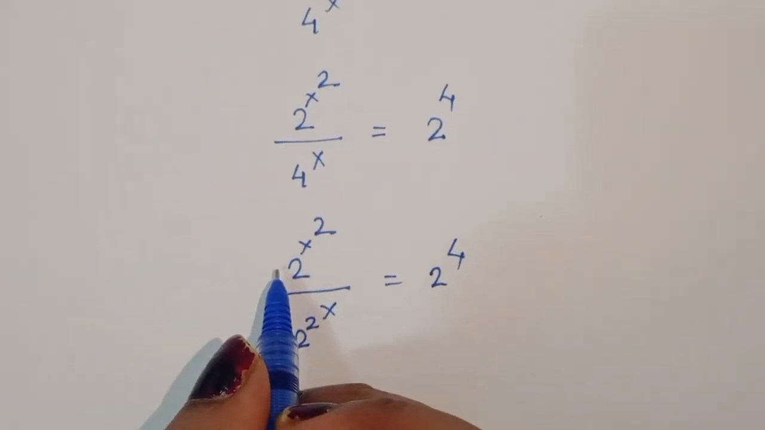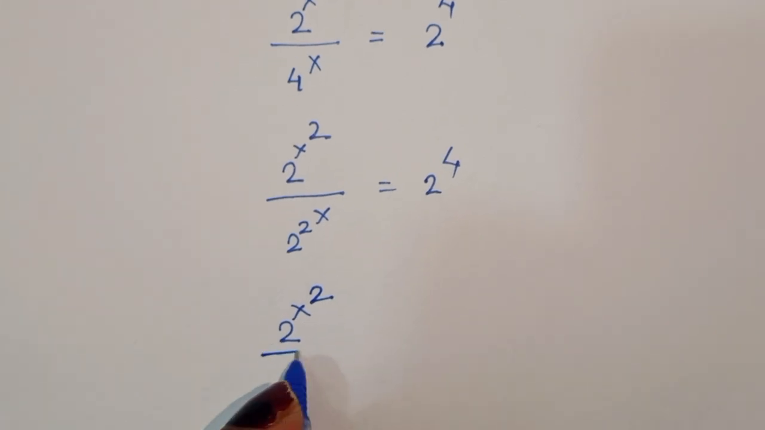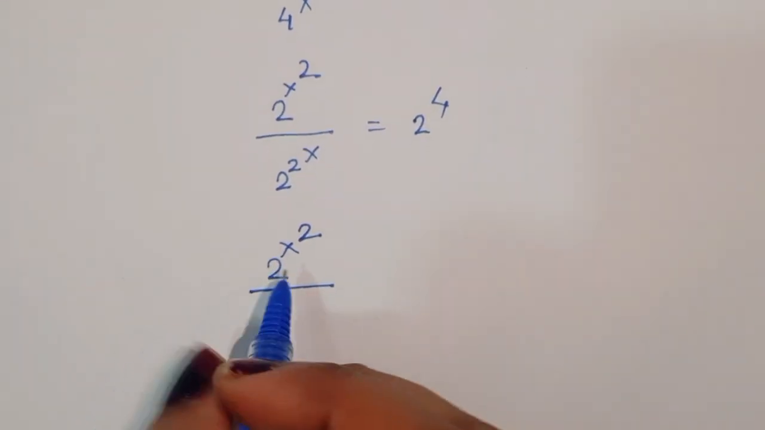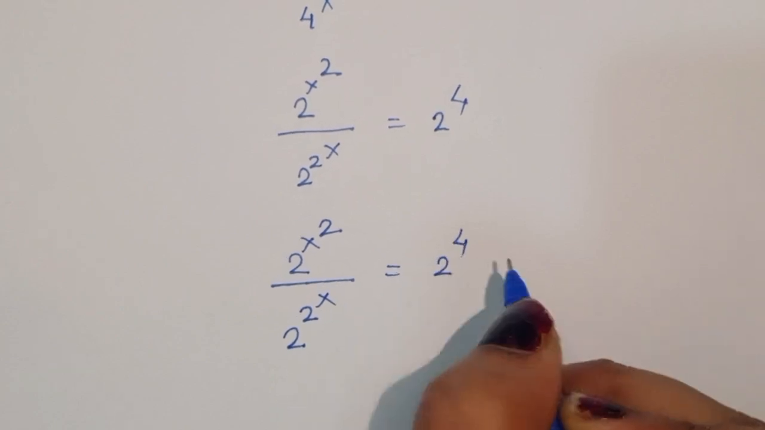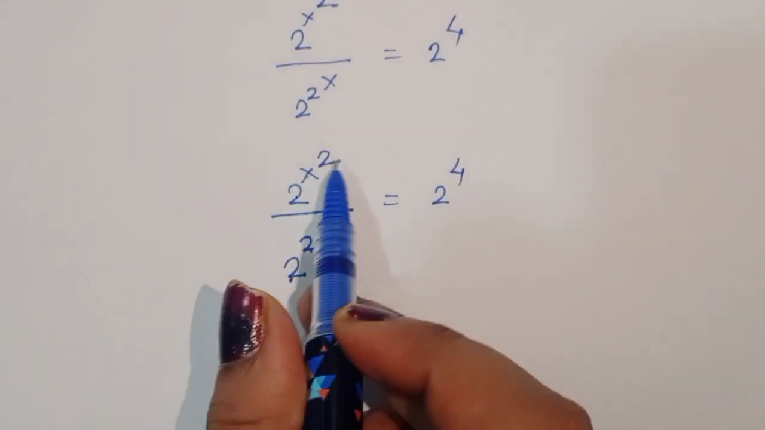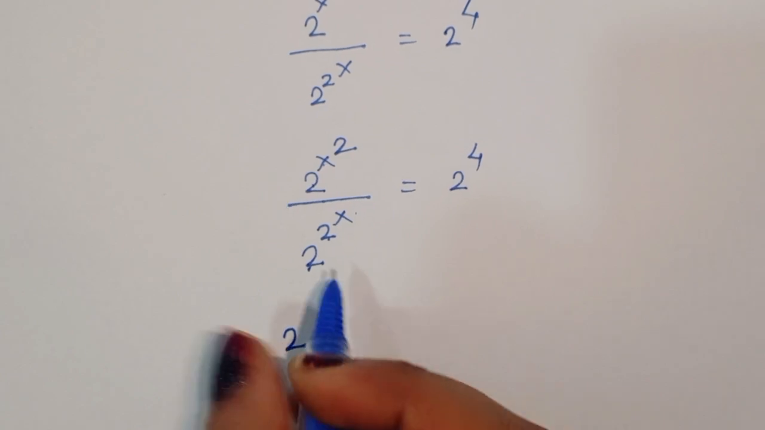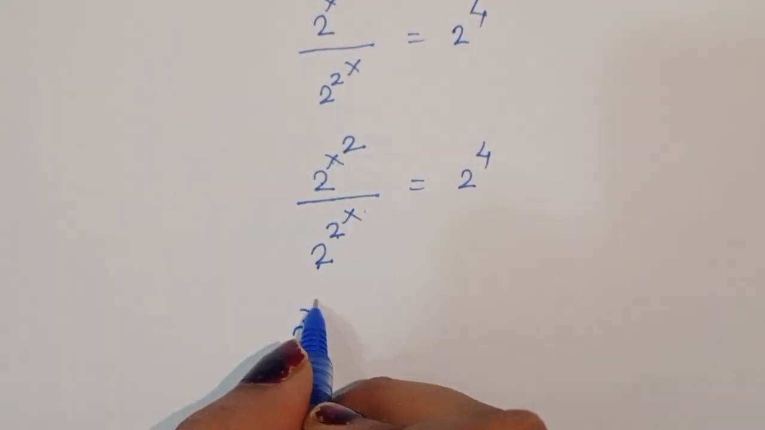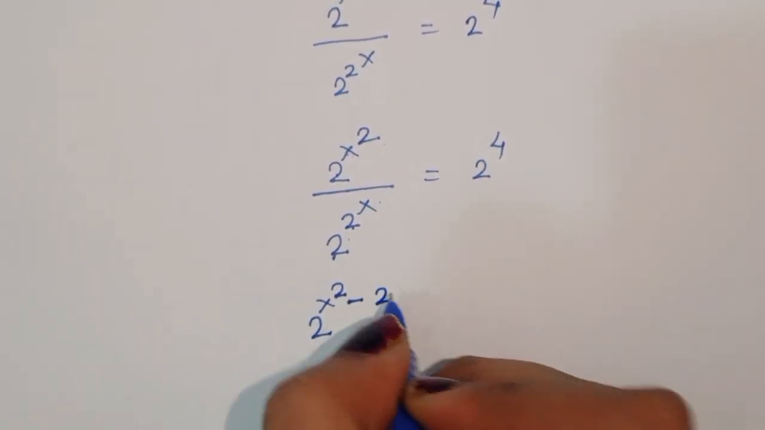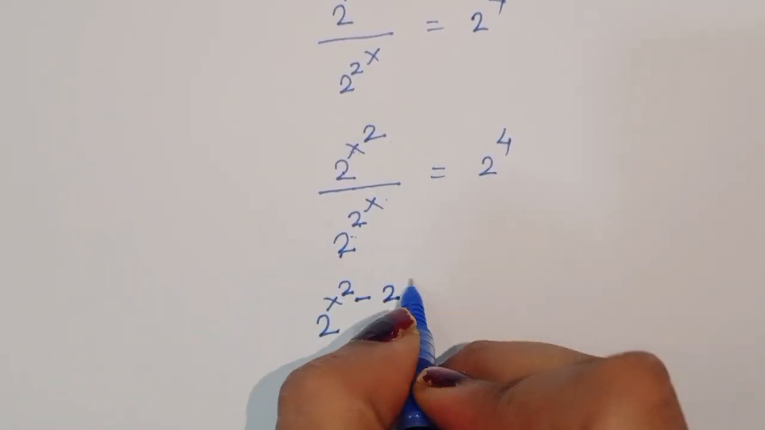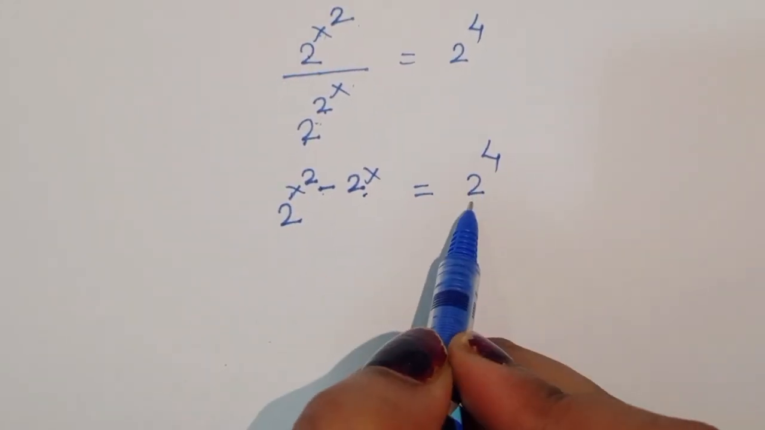Now we can write 2^(x²) divided by 2^(2x) is equal to 2^4. Comparing this, we get 2 to the power x² minus, because the denominator power comes above, it becomes minus 2x, is equal to 2^4. So 2^(x² - 2x) is equal to 2^4.